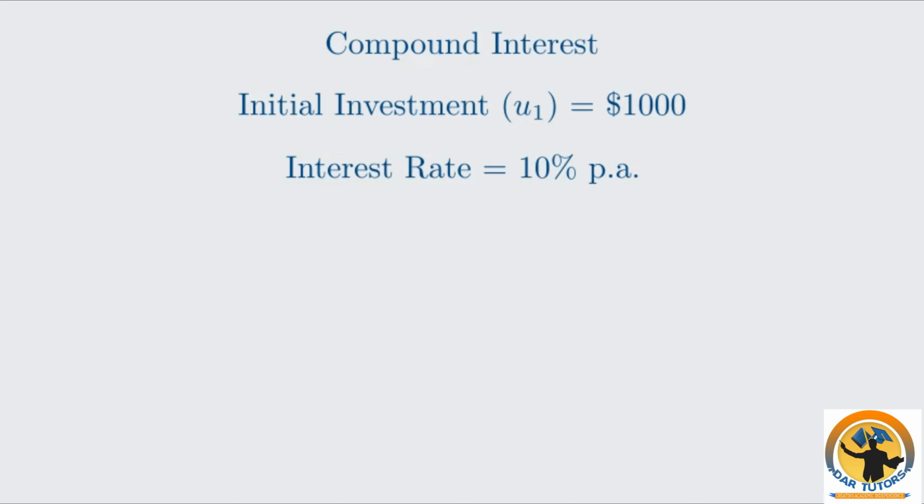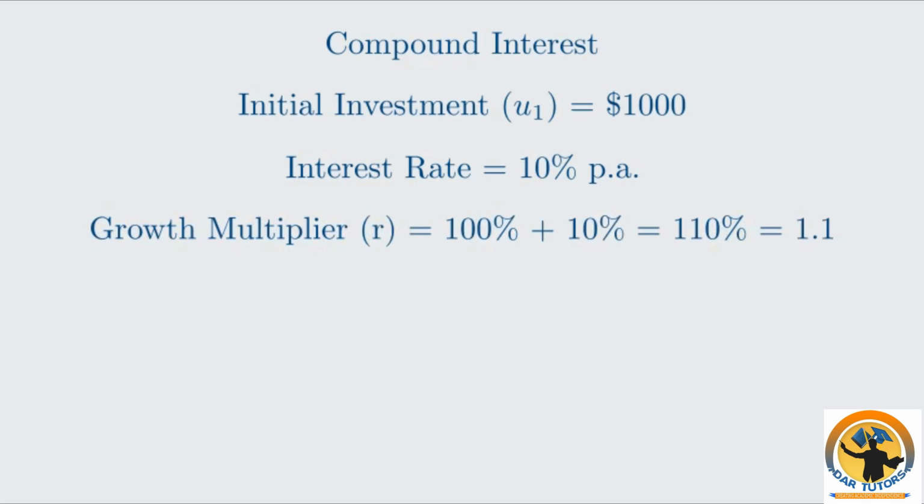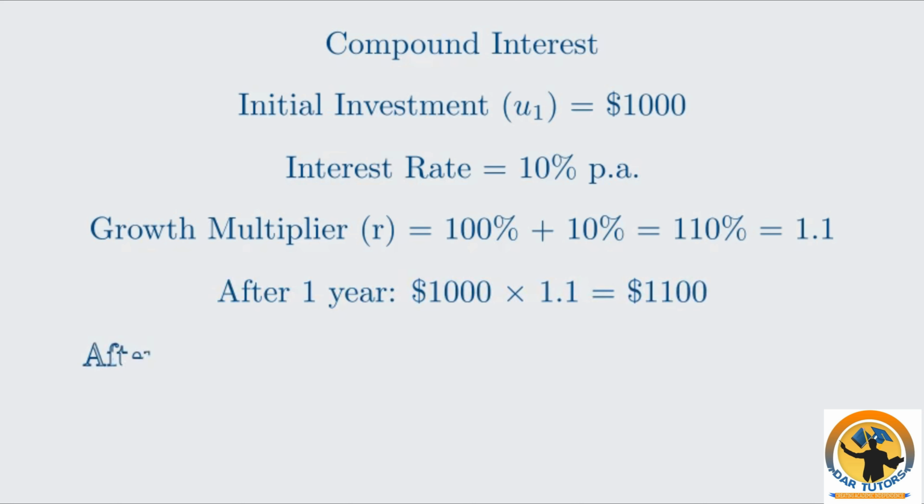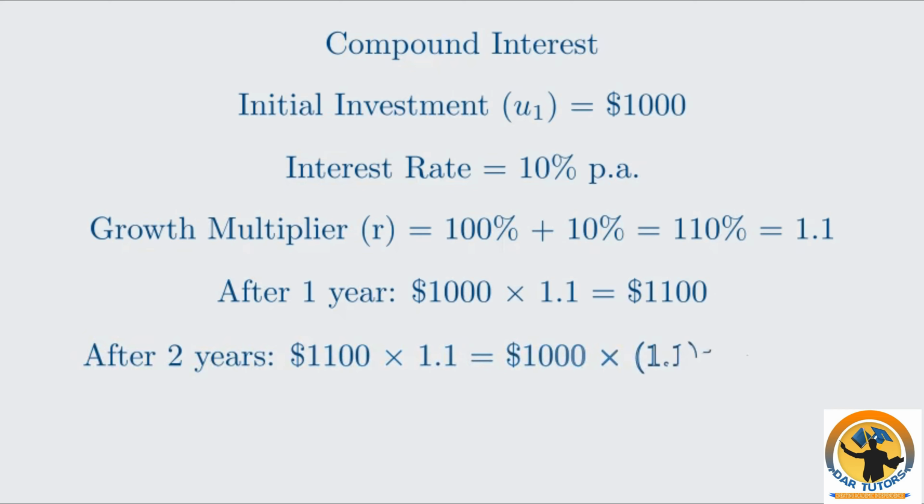After 1 year, your money increases by 10%. This means you have 100% of your original money plus 10% interest for a total of 110%. To find 110% of a number, we multiply by 1.1. This is our growth multiplier, or common ratio, r. Let's see how the investment grows. After 1 year, the amount is $1,000 times 1.1, which is $1,100. After 2 years, we take the new amount, $1,100, and multiply by 1.1 again, giving $1,210. Notice this is the same as $1,000 times 1.1 squared.